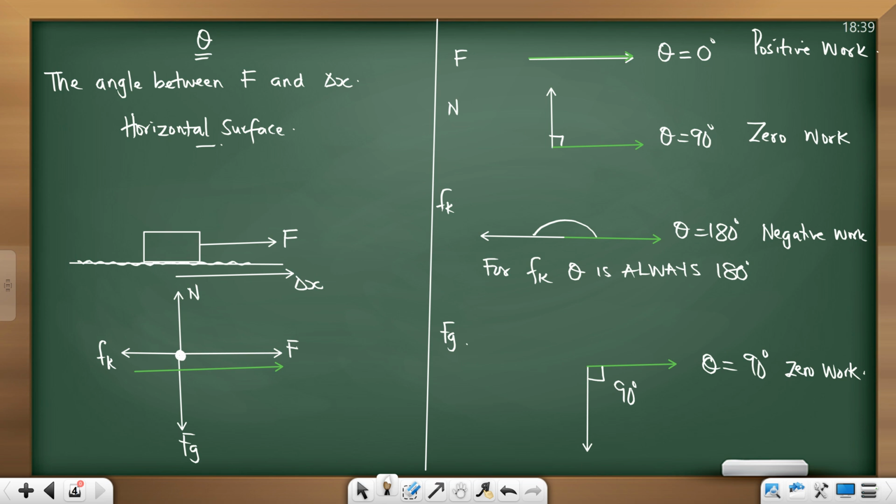Please pay attention to your free body diagram. That's one thing that people just draw nonsensically. And that's the answer, whether you're doing Newton's laws, that is your answer. Theta is the angle between F and delta X.